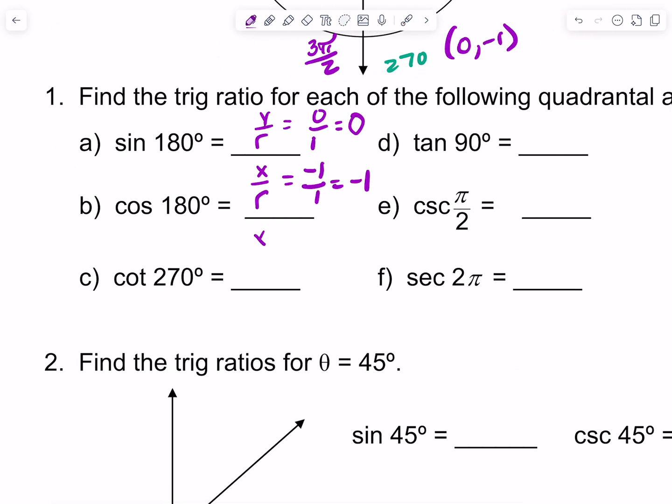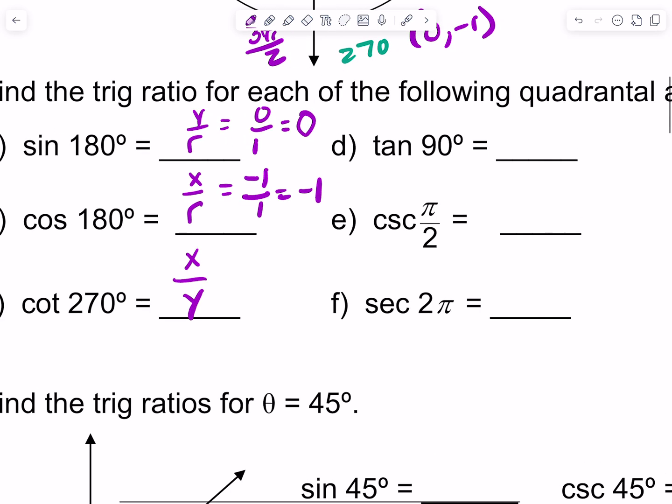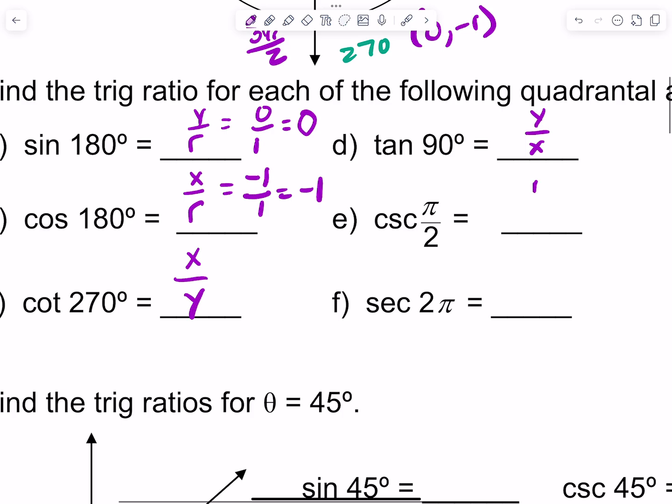You see how this says 180? So this is the x and this would be y over 180. So it would be x and y. Yeah, 0. 270.